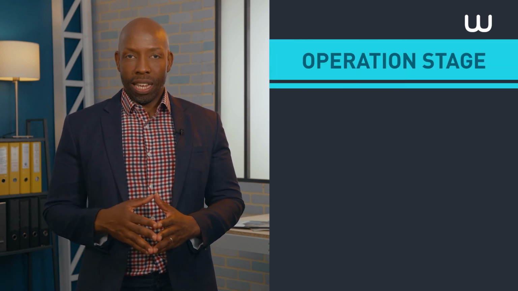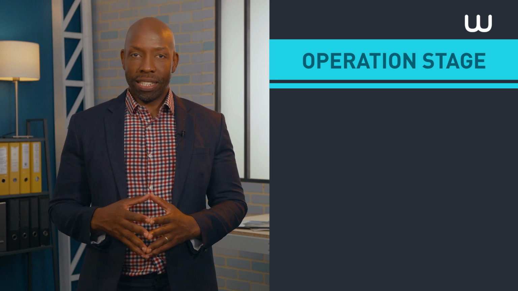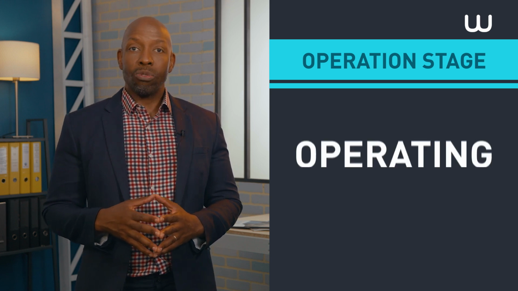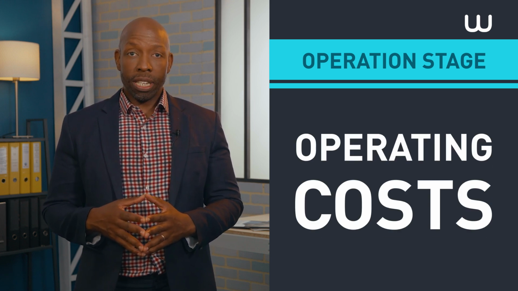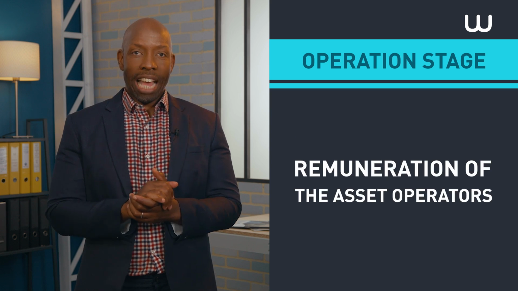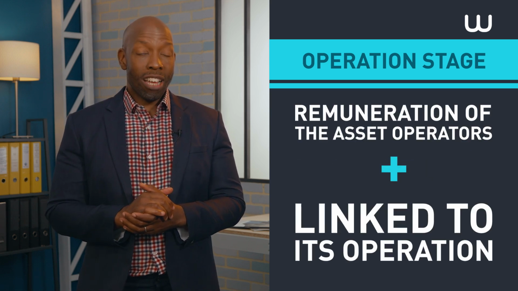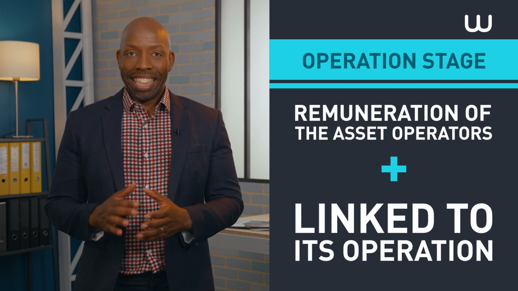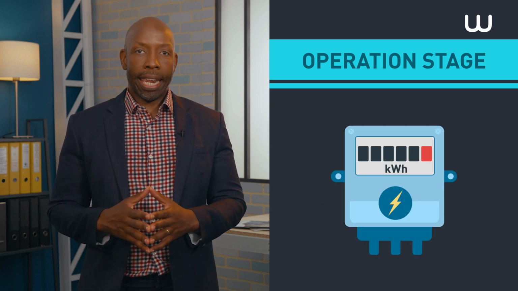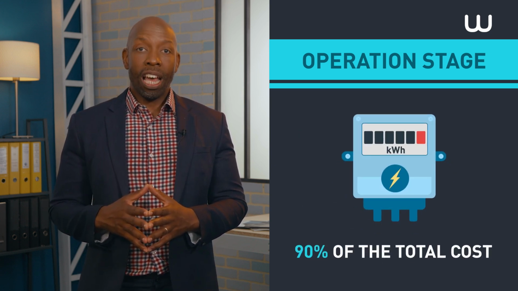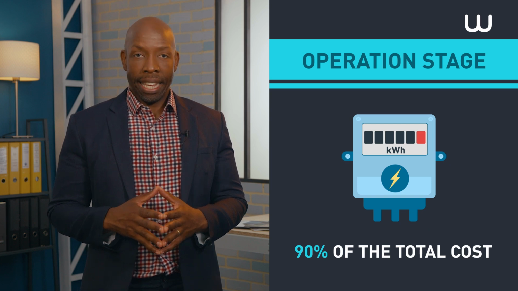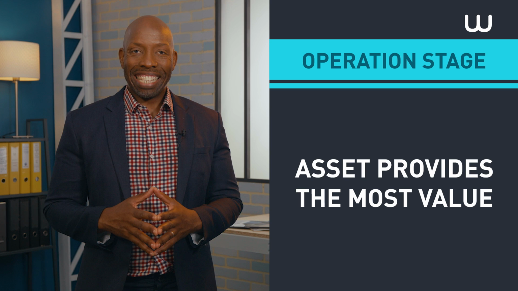The operation stage, which represents the most significant stage of the asset's life cycle, includes operating costs. It includes the remuneration of the asset operators, as well as the costs linked to its operation, which are significant. For example, the electrical consumption of a pump can account for up to 90% of the total costs of the asset. It is also during this stage that the asset provides the most value, as it consists of a production stage.